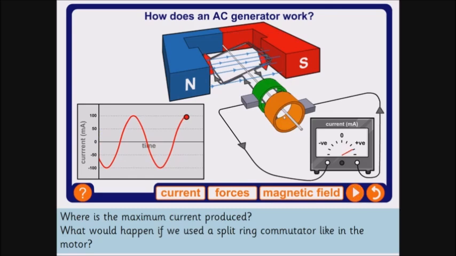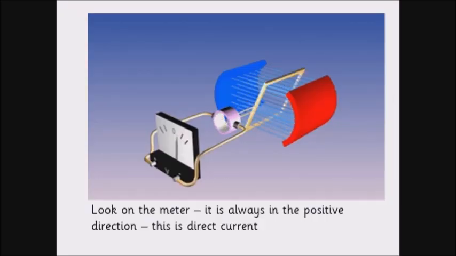Now the question to ask is, what if we change the design of this, and instead of having 2 slip rings, we had a split ring, more like in our motor. If you look carefully at this little animation I've got, the sides of the coil are connected to one ring, but there's a gap in it, just like in our motor. So occasionally the sides of the coil are connected to these different wires here, and this swaps over which it's connected to.